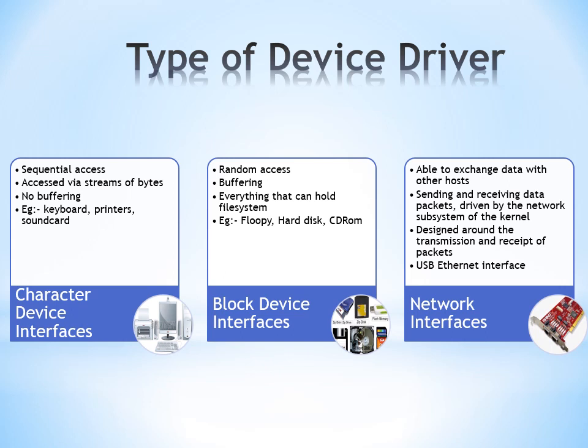For example, your keyboard, your printers, your sound card, which is required or related to any of the text or text symbols and so on. For the block device interface, block device interfaces normally use a random access method, and normally it can be buffering, depending on the size of your block device interface and the speed of your block device interface.